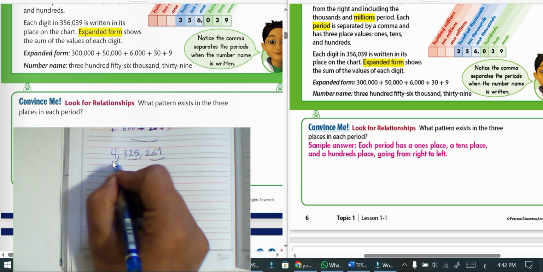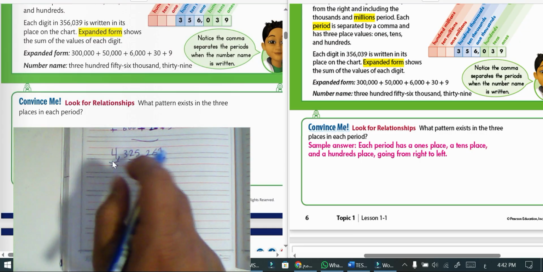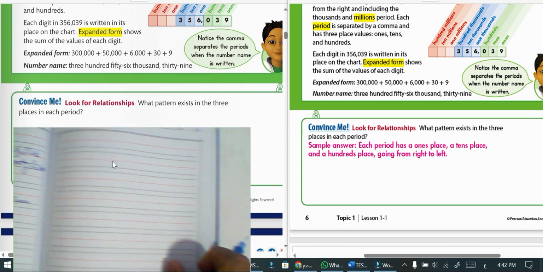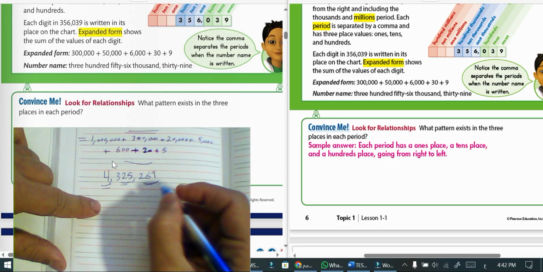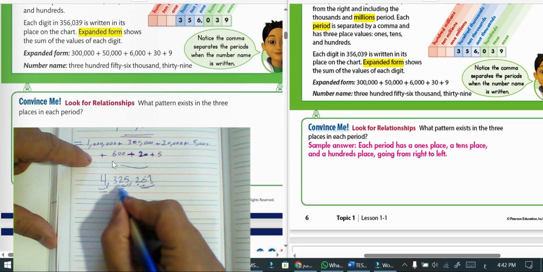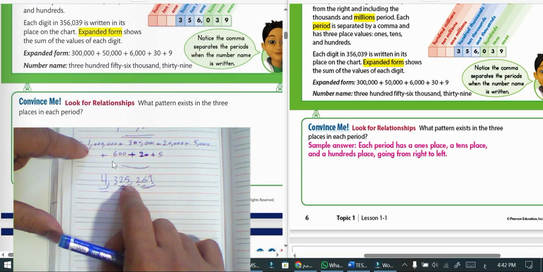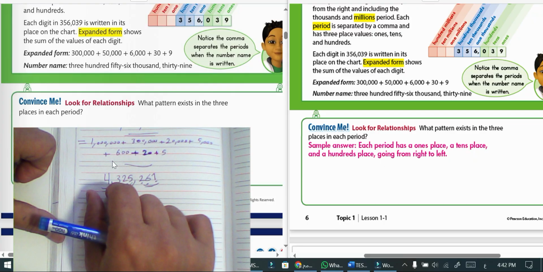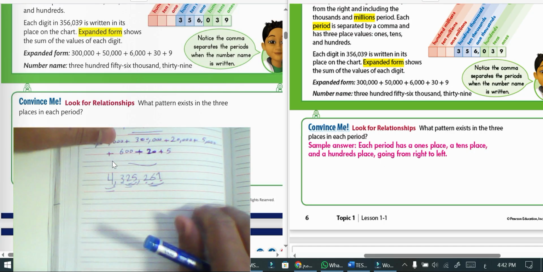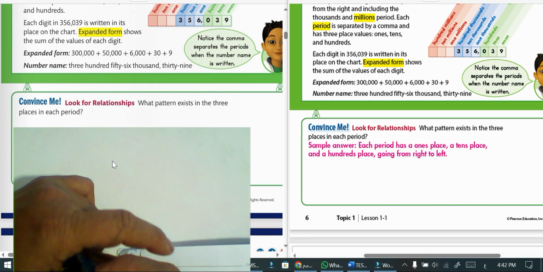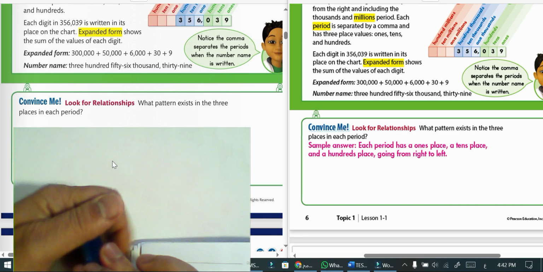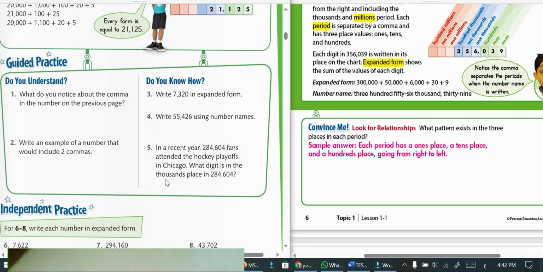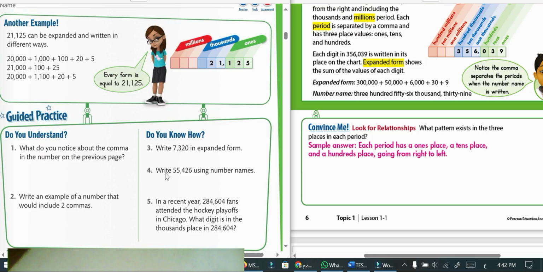4,325,261. We have 3 periods here: 1, 2, 3. 4,325,261. Okay. So each period contains ones, tens, hundreds. We have here thousands, ten thousands, hundred thousands, million. So in each period we have 3 places: ones, tens, hundreds. So each period has ones place, tens place, and hundreds place going from right to left. Going to the next page, now the questions. For example, the expanded form of this number.